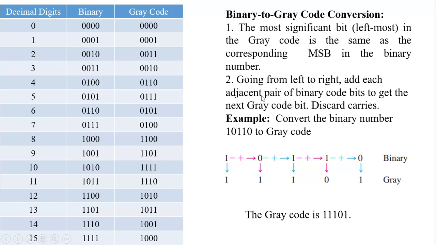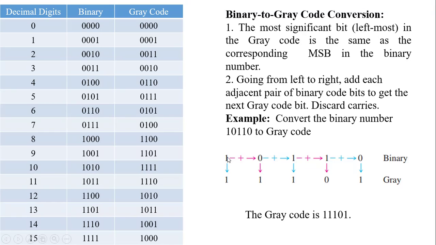You have to discard the carries. So look, this is an example. This is a binary number and you want to convert it to gray code. So 1, this is the MSB and this bit is the LSB. The MSB in binary is the MSB of the gray code. So bring it down as it is.